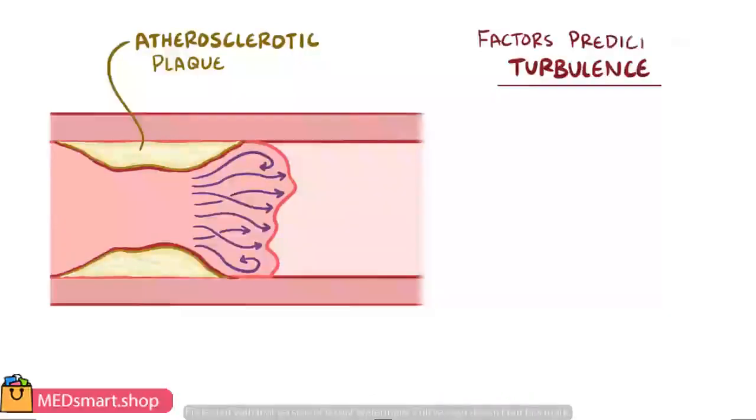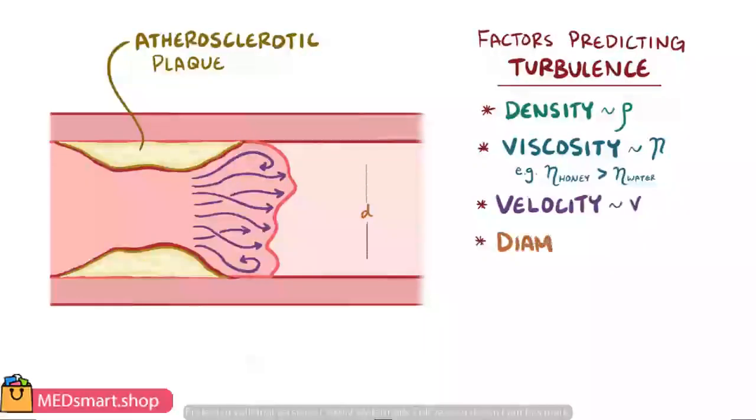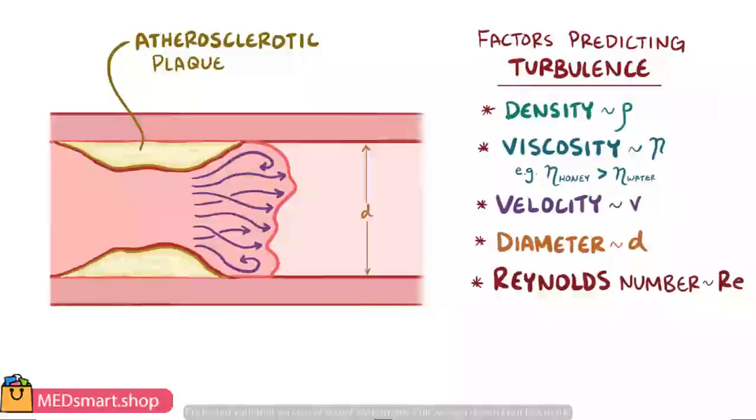Now, there are a number of factors that help predict turbulence, and they include the density of the blood, usually written by the Greek letter rho, as well as the viscosity of the blood, denoted by the Greek letter eta. You can think of a fluid's viscosity as kind of like its thickness. Like, for example, the viscosity of honey is a lot greater than that of water. After that, there's the velocity of blood flow, or just V, and then finally there's the diameter of the blood vessel, or D. These can all be used to come up with a single value, the Reynolds number, and the equation goes like this. Reynolds number equals density times diameter times velocity, all over viscosity.